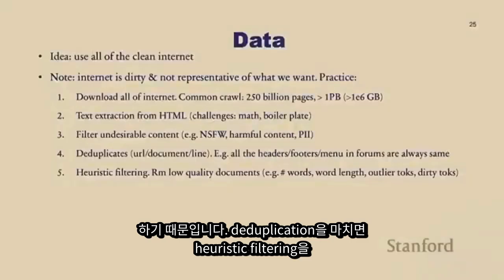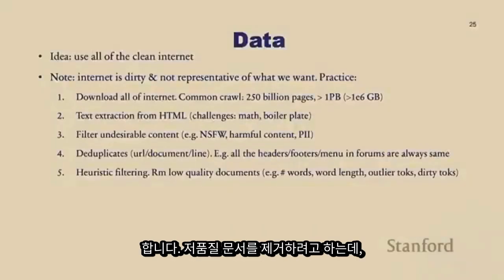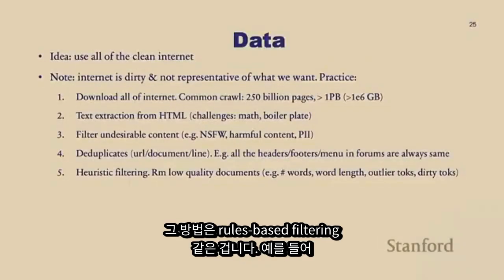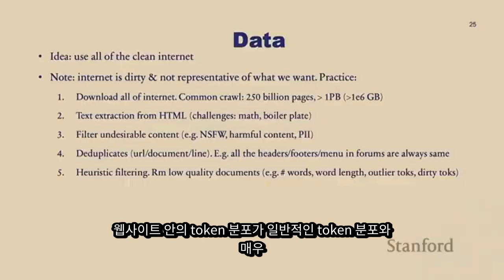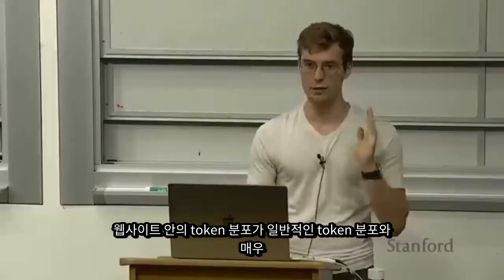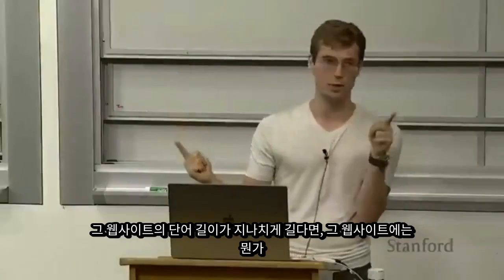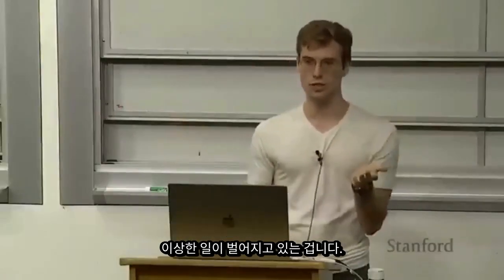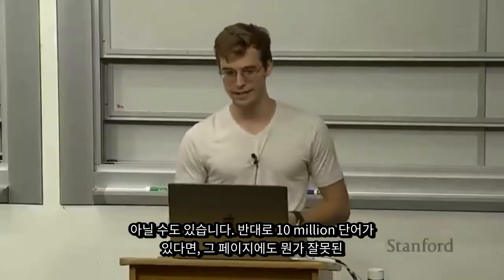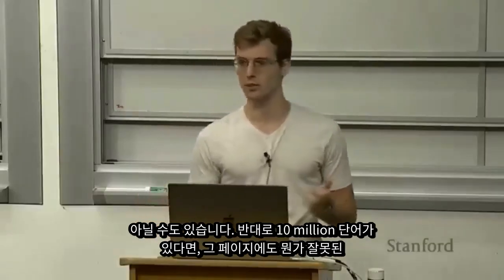Once you do deduplication, you will do some heuristic filtering. You will try to remove low quality documents. The way you do that is rules-based filtering. For example, if you see some outlier tokens, if the distribution of tokens in the website is very different than the usual distribution of tokens, then it's probably some outlier. If the length of the words in this website is super long, there's something strange going on. If the website has only 3 words, maybe is it worth training on it? Maybe not. If it has 10 million words, maybe there's something also wrong going on on that page. So a lot of rules like this.